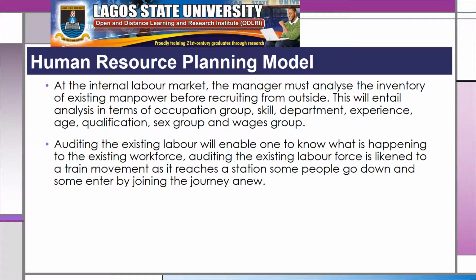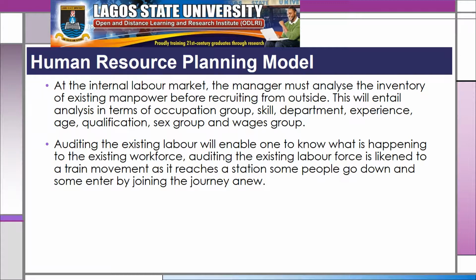Not only that, we can also look at the internal labor market. When we say internal labor market here, we're not talking about outside, but we're looking within the organization. Oh, we have a vacancy for this kind of people. Can we look for people within the organization to do this particular job? That is when the manager must analyze the inventory. How many of these people do we have on ground? How many of them have the required knowledge so that we'll be able to elevate or promote them to the existing position, rather than just looking at the external environment? So this also has to be factored in as a human resources planning manager or officer.